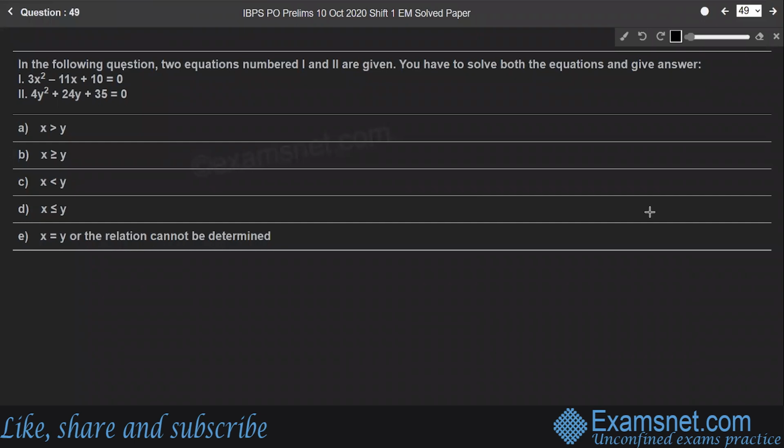Question 49. In the following question, two equations numbered 1 and 2 are given. You have to solve both the equations and give the answer. The first one, 3x square minus 11x plus 10 is equal to 0. This equation is in the form of ax square plus bx plus c is equal to 0. Again, a quadratic equation. We have to solve this equation.